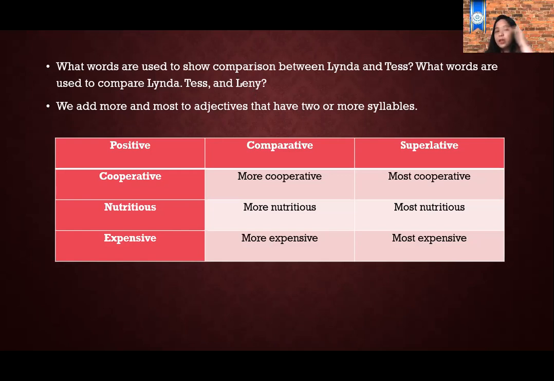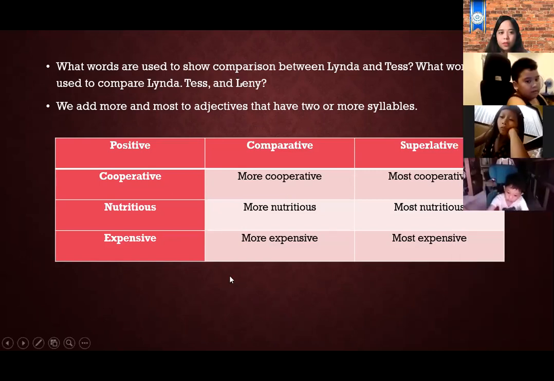Okay, so what words are used to show comparison between Linda and Tess? So we use the words more and most, right? Here, take a look at here. Cooperative, nutritious, expensive. So you have more cooperative, most cooperative. And nutritious, more nutritious, most nutritious. Expensive, we don't say expensiver. So we say more expensive and most expensive. So you got it? Okay, so let's go over.